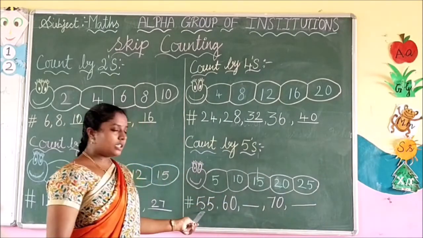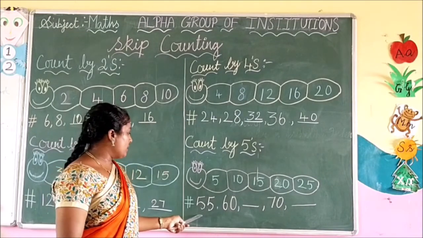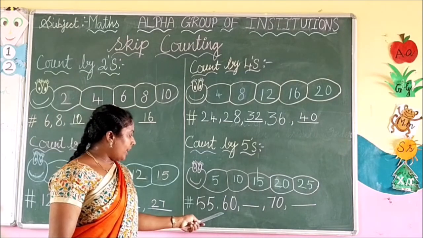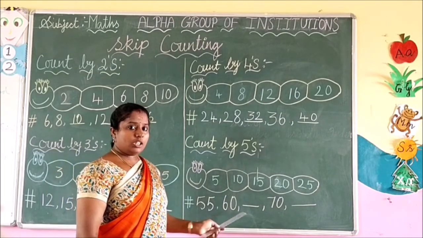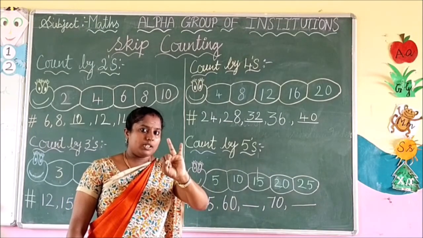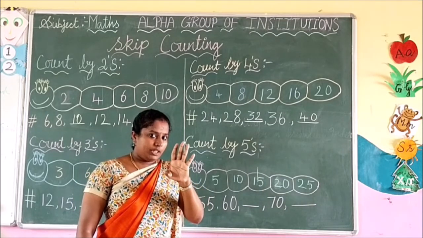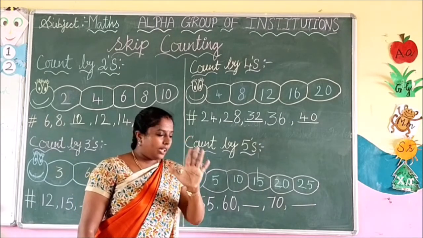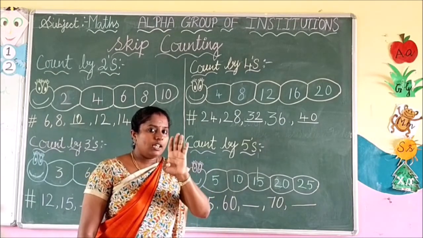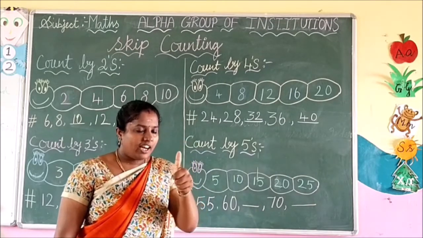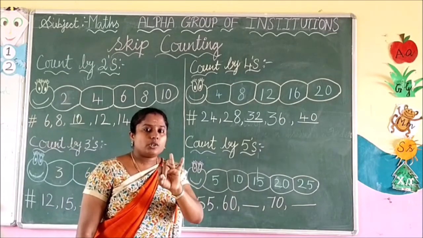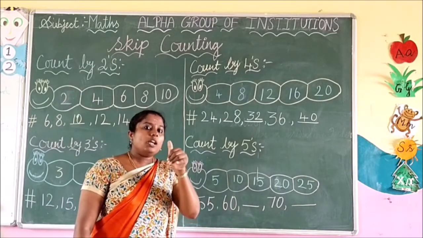Now we can see one more sum in this. What is this number? 55. So after 55 comes 60. How does it come? How many skips? After 55: 56, 57, 58, 59, 60. So count by 5. After 60: 61, 62, 63, 64, 65.